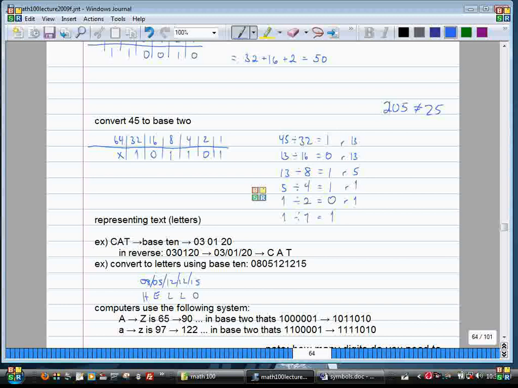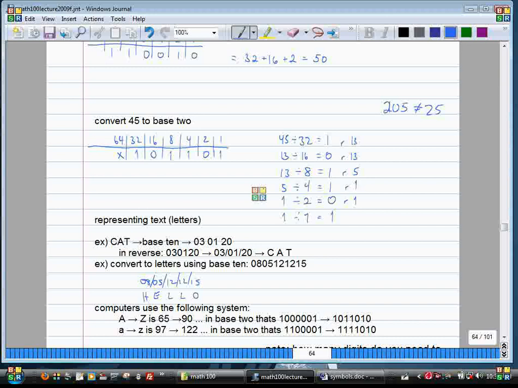So in base 10, the letters go 1 through 26. In base 2, counting both lowercase and uppercase letters, with a little gap in between, the uppercase letters go 1000001 up through 1011010. That's how we represent uppercase letters. Similarly for lowercase letters in base 2.